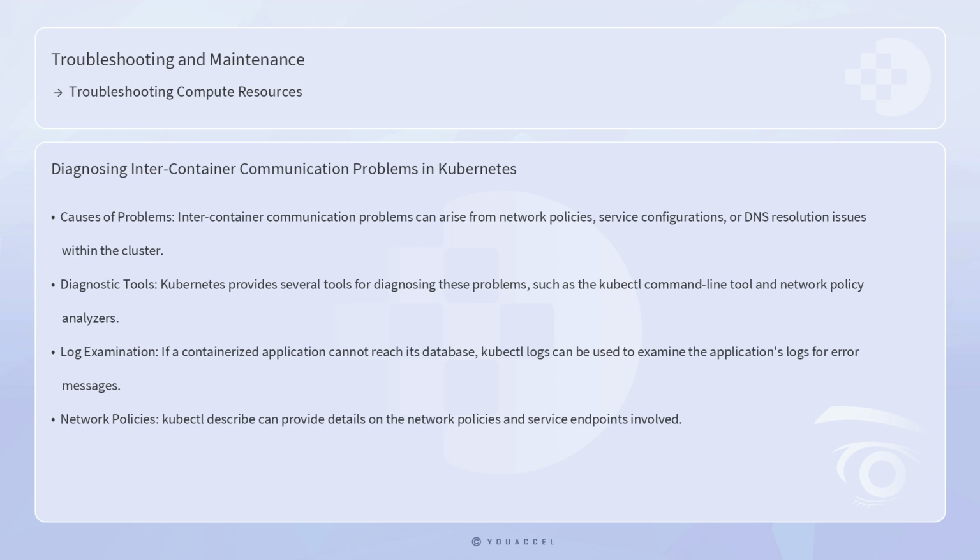Inter-container communication problems can arise from network policies, service configurations, or DNS resolution issues within the cluster. Kubernetes provides several tools for diagnosing these problems, such as the kubectl command line tool and network policy analyzers. For example, if a containerized application cannot reach its database, kubectl logs can be used to examine the application's logs for error messages, while kubectl describe can provide details on the network policies and service endpoints involved.